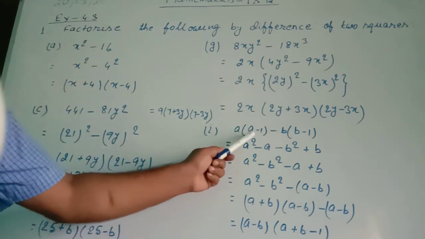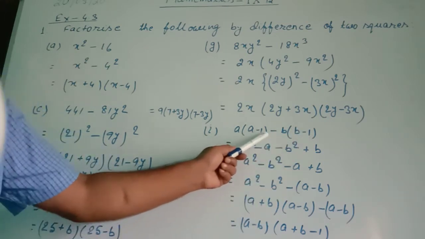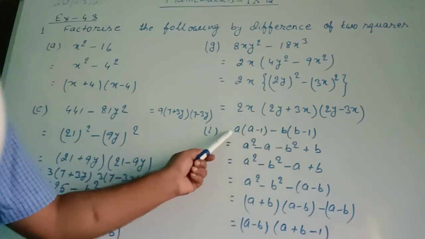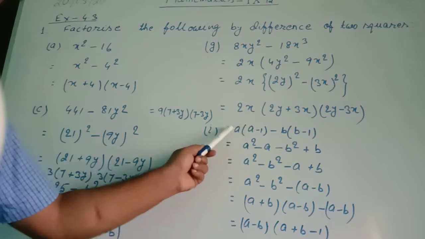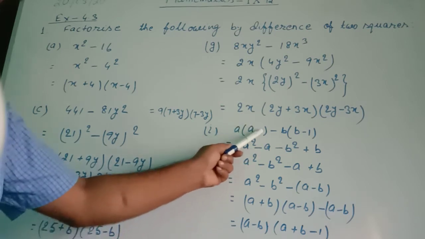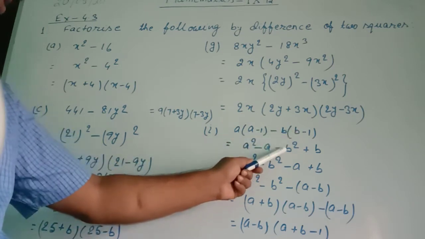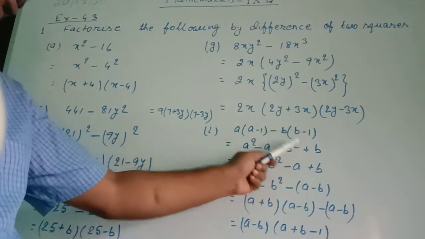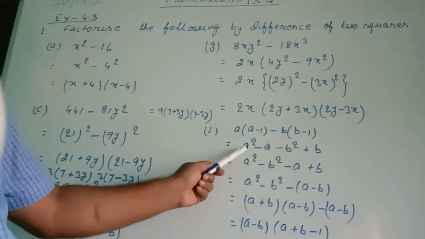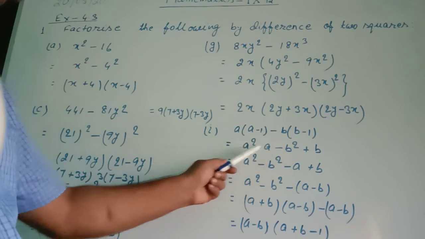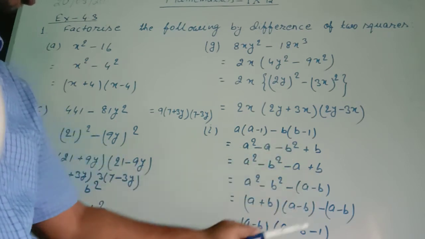Now question number I. A into a minus 1 minus b into b minus 1. I omitted the bracket. These two terms will be multiplied by plus a. So plus plus plus a into a square, plus minus minus a into a, minus plus minus b into b square, minus minus plus b into 1 b. Then I made the group.